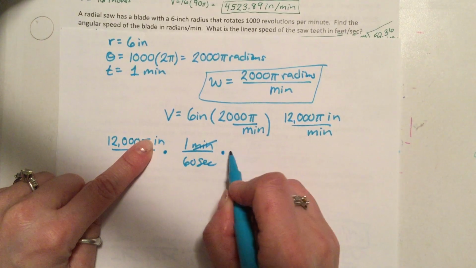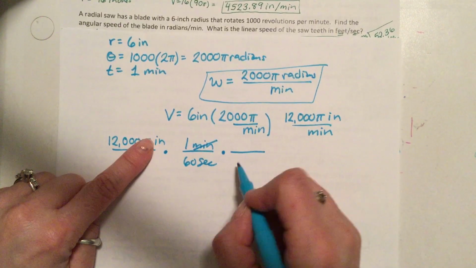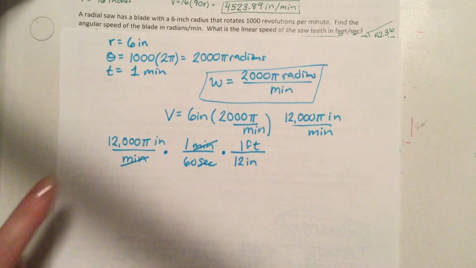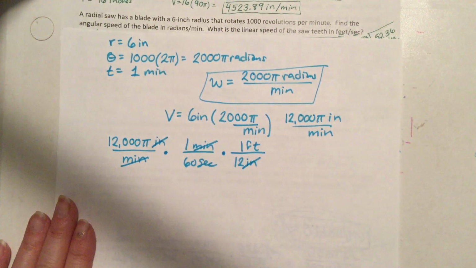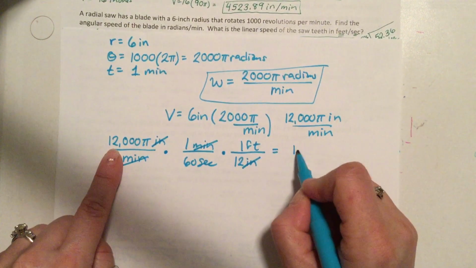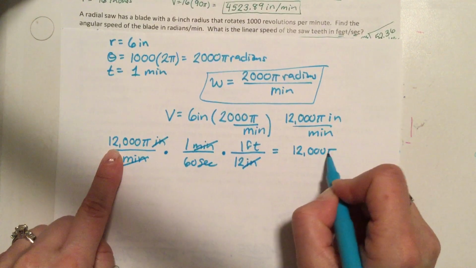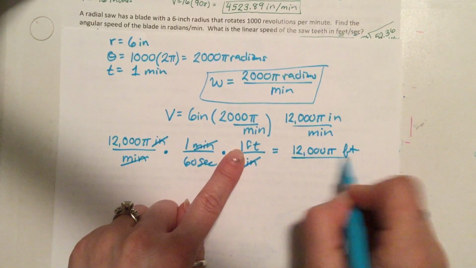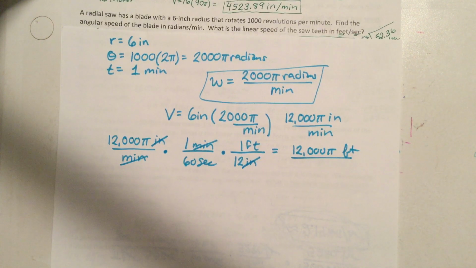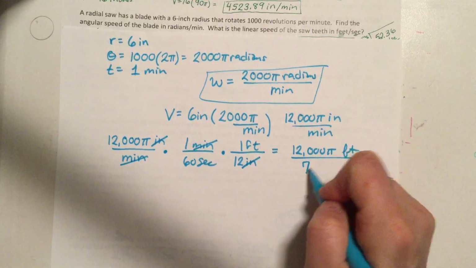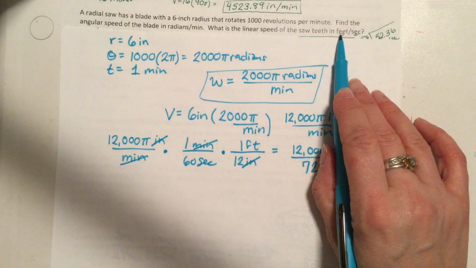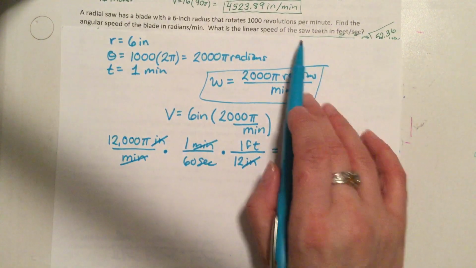So I need to cancel inches. Inches is on the top, so I need inches on the bottom. 12 inches goes in 1 foot. Inches cancels inches. So now I have feet per second. I can go ahead and multiply it. The top is 12,000 pi. The label is feet. Over the bottom, if I take 60 times 12, I get 720. The label on the bottom is seconds. They want it in feet per second.